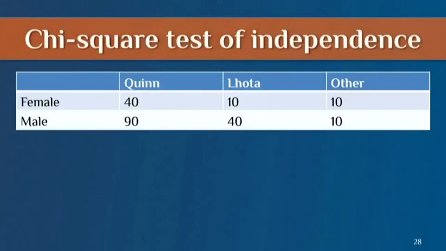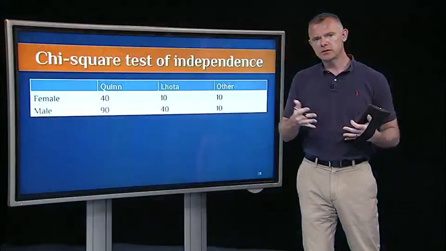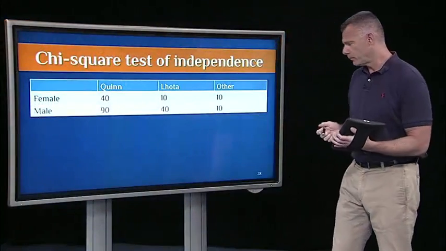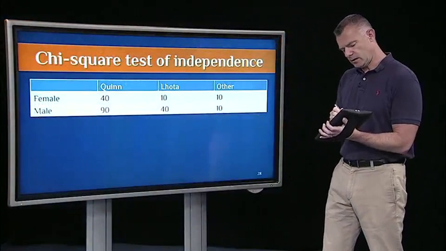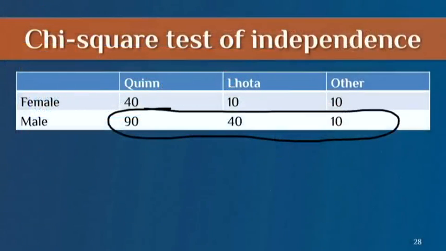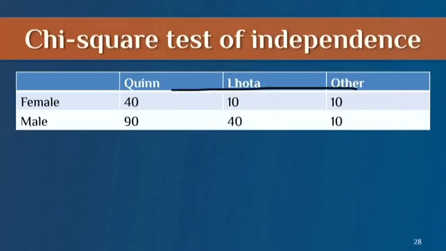So again, remember there were more male likely voters in this sample. So what we see is in the men, 90, 40, and 10 going across Quinn, Loda, and other. So again, looks like more people prefer Quinn. And then in the female voters, it's 40, 10, 10.